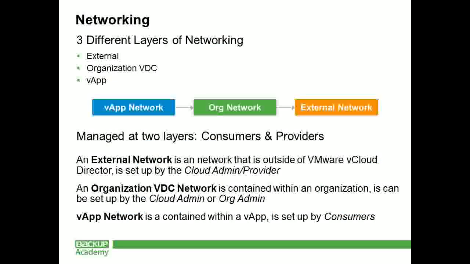We will start by discussing the three different networking layers, and these are external networks, organization networks, and VApp networks. These networks are managed at two different layers, consumers and providers, and external networks and organization networks are created and managed by the cloud admins or providers. As of version 5.1, an organization admin can now create organization networks. But the difference is a VApp network is created and managed by the user or consumer of vCloud Director, so the person who is deploying the workloads.